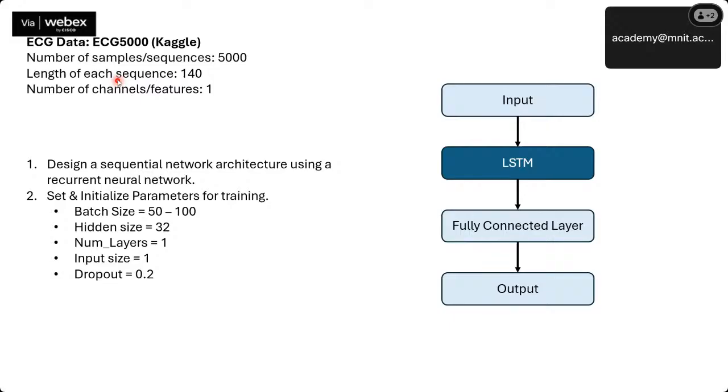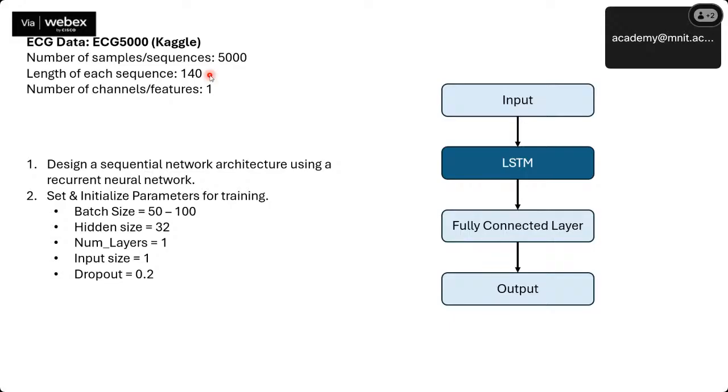Since we have around 500 samples, I would suggest that a batch size of 50 is sufficient if you are having a GPU. In case you are working on a CPU system, then a batch size of 32 or 16, whatever is available with you, is doable, because this is not that big. The length of the sequence, you can see, is only 150.